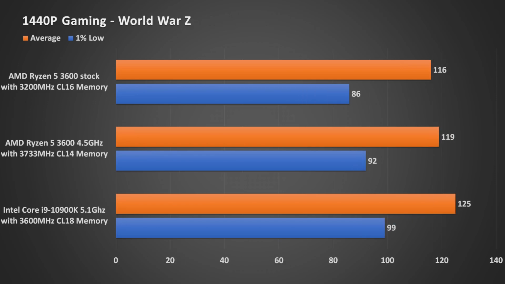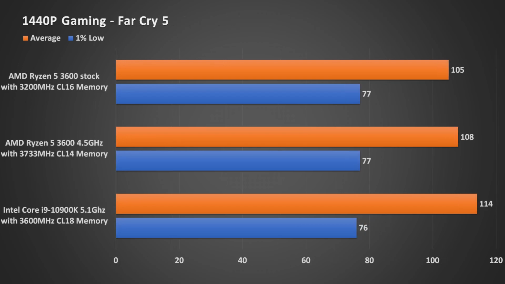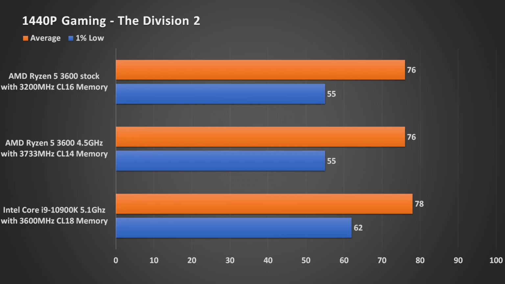In World War Z, the overclock system stands around halfway point between stock settings and a powerful Core i9 system. In Assassin's Creed, the performance across the systems is very similar. By now, you should realize how great a value is the AMD system. In Far Cry 5, the pattern remains with the AMD system matching closely with the Intel Core i9 system. Likewise, in The Division 2, with the Intel system being just a little better on 1% lows.